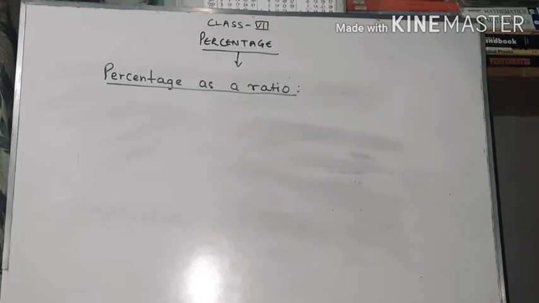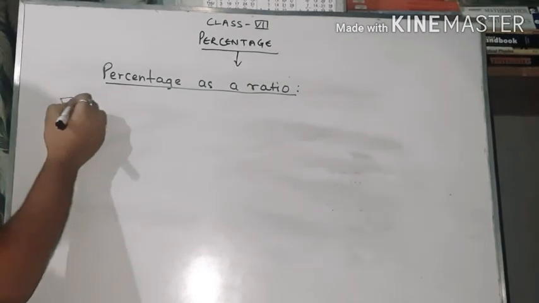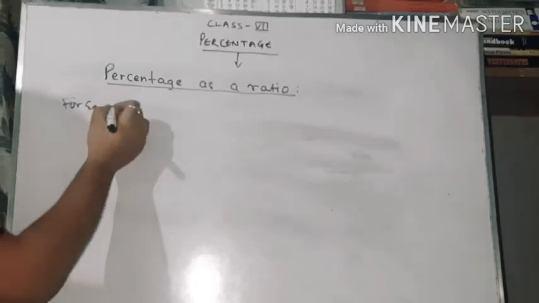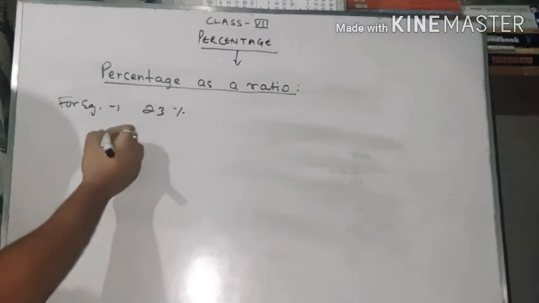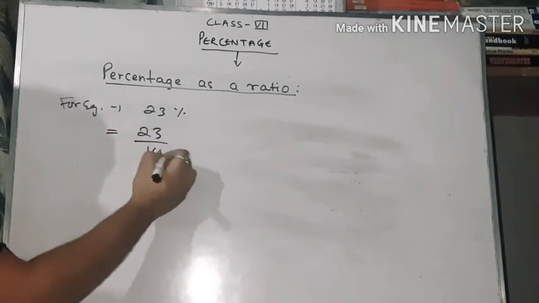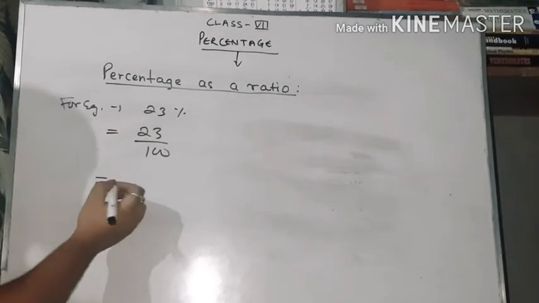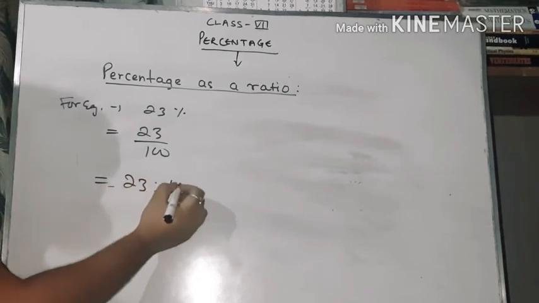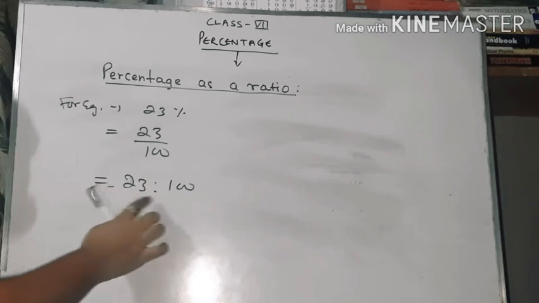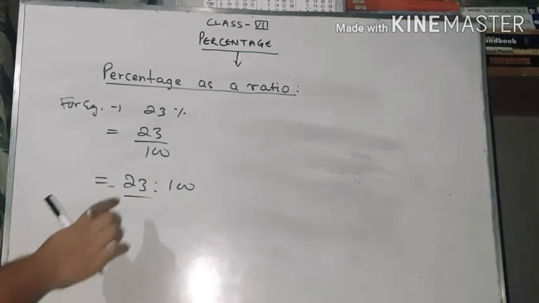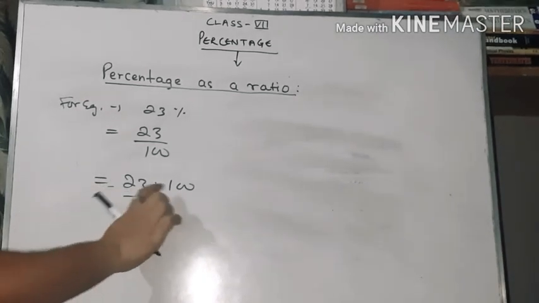Okay, our next topic is percentage as a ratio. For this also, let's try to understand how to write it. Suppose I have 23%. It means I got 23 out of 100, right? So this can be written as 23 is to 100. It's very simple because I cannot reduce it to a simplest form, because 23 is a prime number, so it cannot get divided. So we'll keep it just like that.